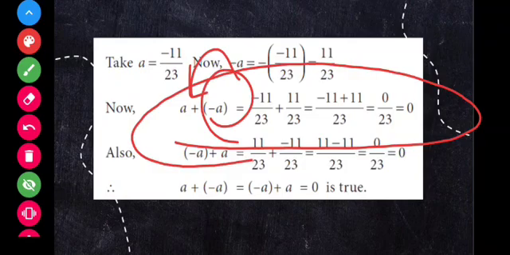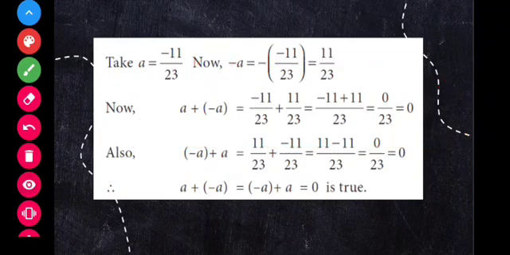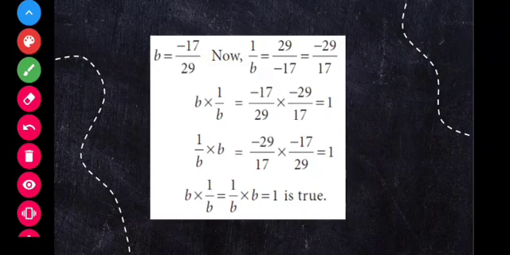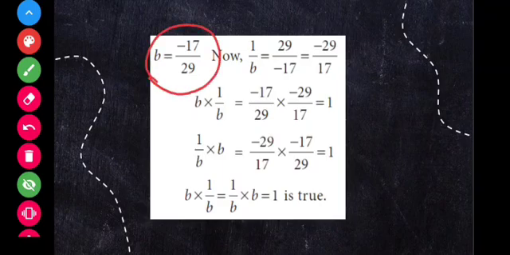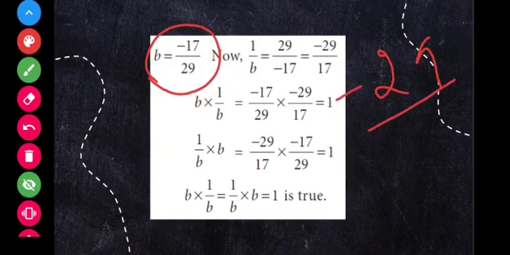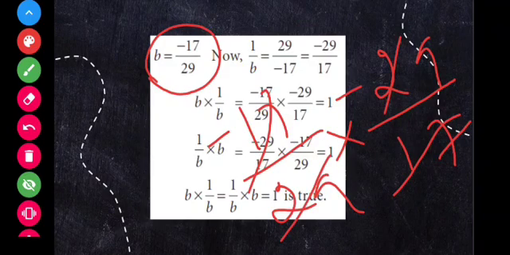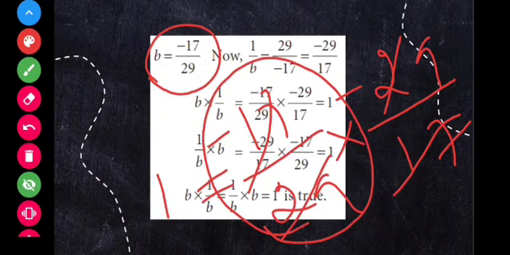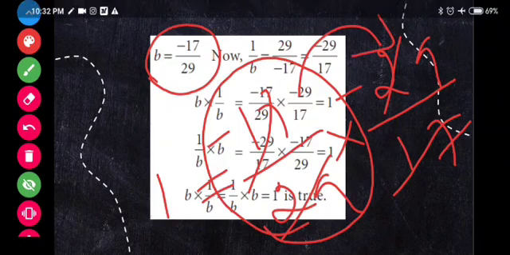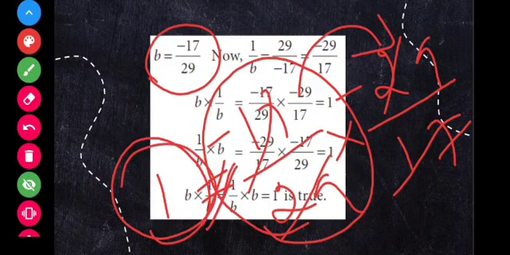It is proved here. Okay, so we'll go to the next slide. We'll come here for multiplicative inverse. We have a rational number minus 17 by 29. What we are going to do is take the reciprocal of minus 17 by 29, which is minus 29 by 17. We are going to multiply this with the actual number, minus 17 by 29. Here 17 gets cancelled, 29 gets cancelled, minus and minus becomes plus, and hence your answer is 1. Hence if you multiply a rational number with its multiplicative inverse, the answer you get is the multiplicative identity.